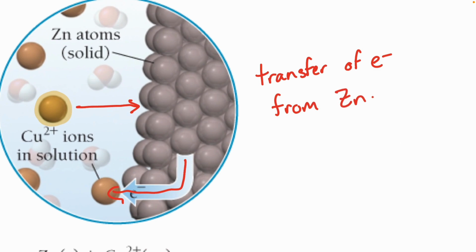Again, there's this transfer of electrons that occurs from solid zinc to our copper ion when they collide with one another.